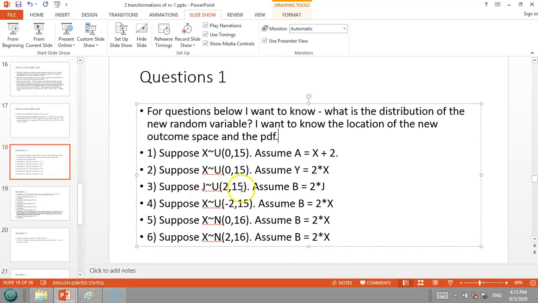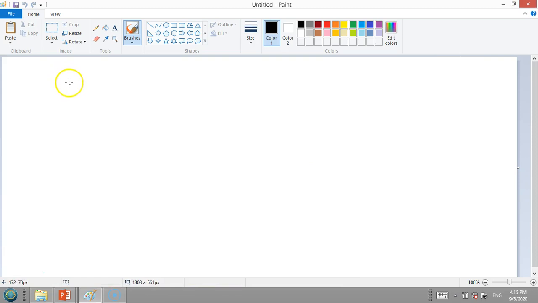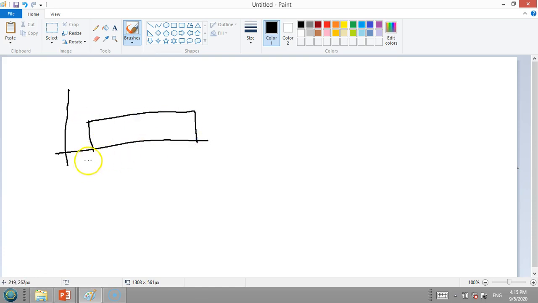J is uniform between 2 and 15, and B is 2 times J. This is a little bit more interesting. So it's going to be between 2 and 15, like this. And again, please attempt these on your own first, and then look at the answers that I'm doing. Don't just look at the answers first, please. So this between 2 and 15, that means the base is what? 13. So this is 1/13.